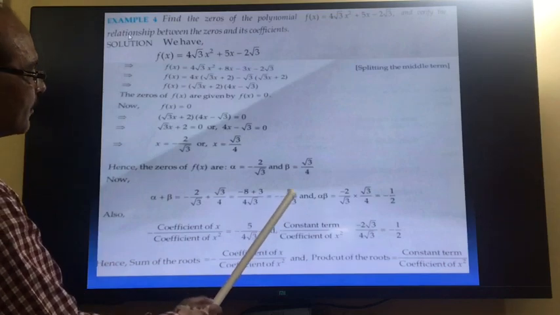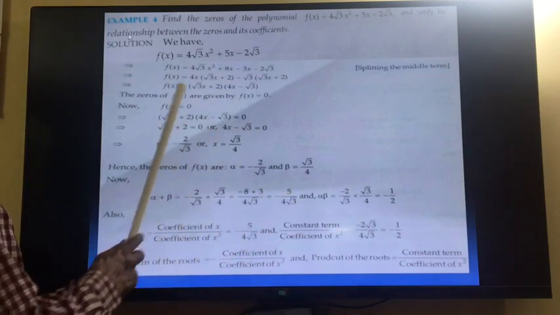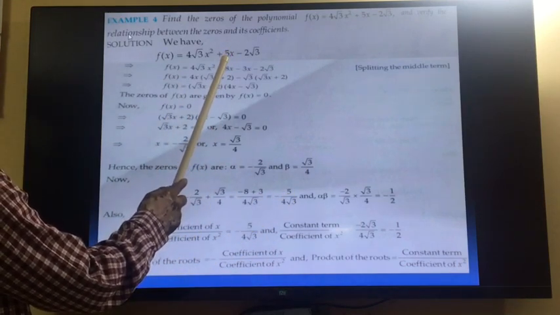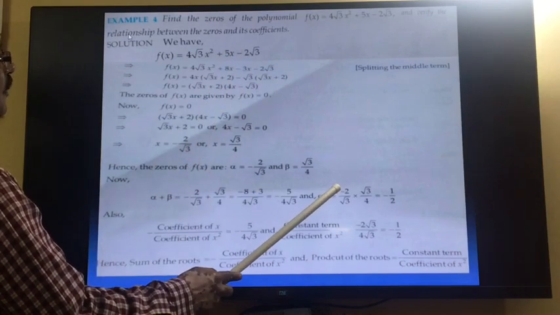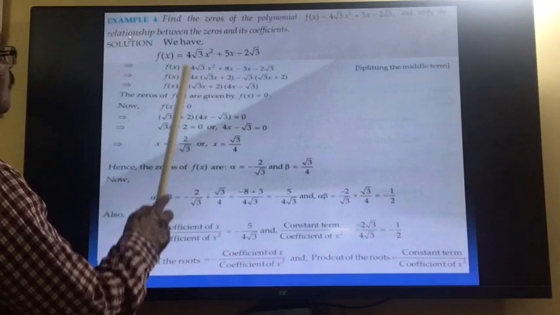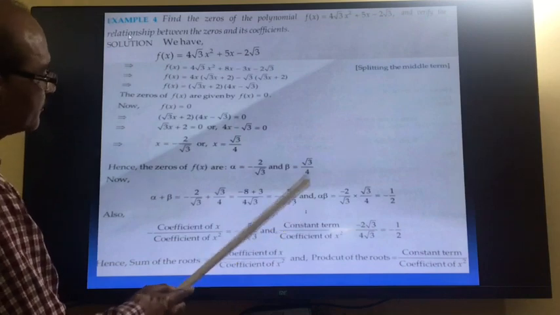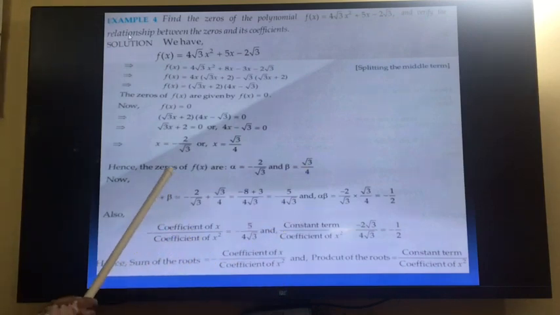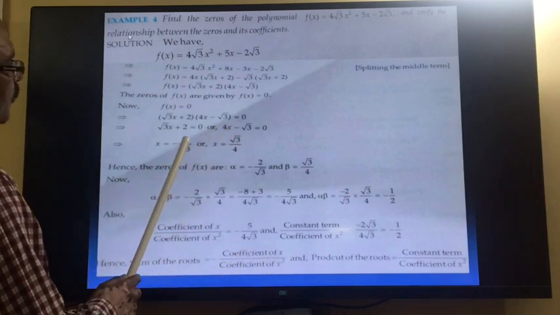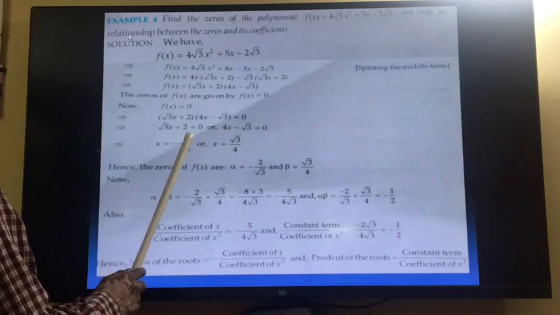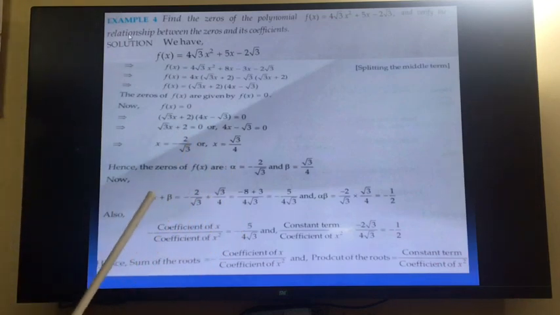Sorry, minus 5 upon 4 root 3. So minus 5, what is 5 in this expression? 5 is the coefficient of x, this is the value of b. So it is the coefficient of x upon 4 root 3, which is the coefficient of x square, right? So it is verified. Similarly for the product of these two numbers, alpha into beta will be equal to under root 3 cancel, it will be 2 by 4, so 1 by 2. So 1 is the constant term here.